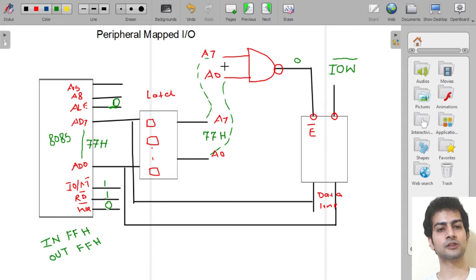Fine. So this was all about the concept of peripheral mapped input output, in which the microprocessor is communicating with the input device and output device, and how it is mapping with the input and output device is demonstrated here.